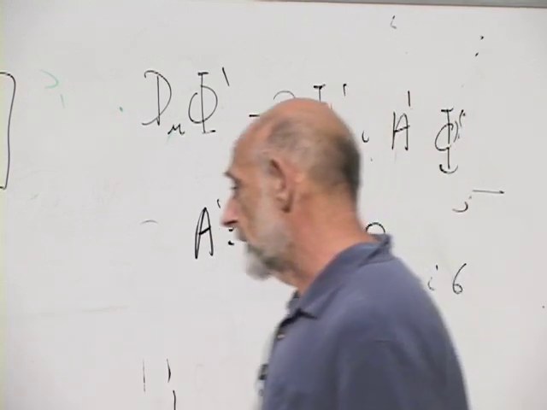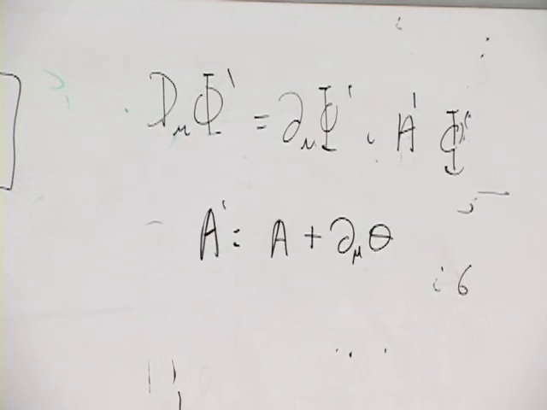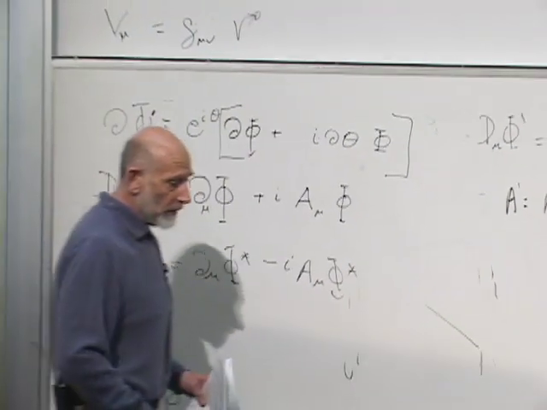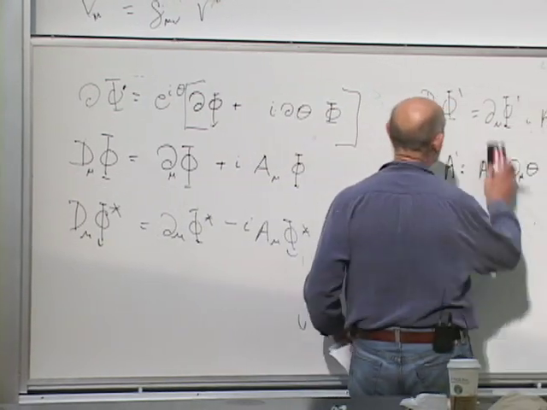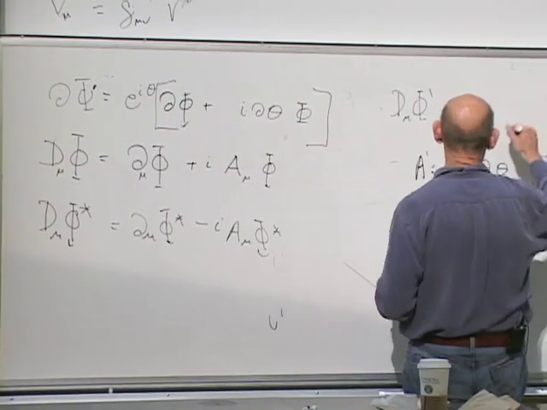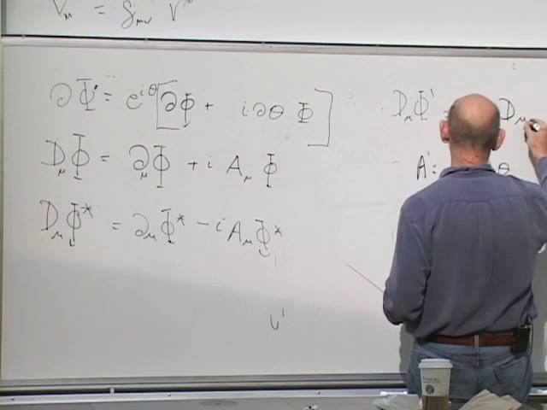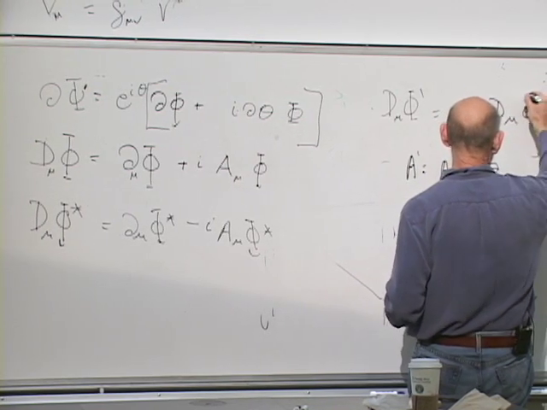So what will I find? Well, I'll tell you exactly what I will find. I will find that d mu phi prime, this one over here, is equal not quite to just d mu phi. What am I missing?